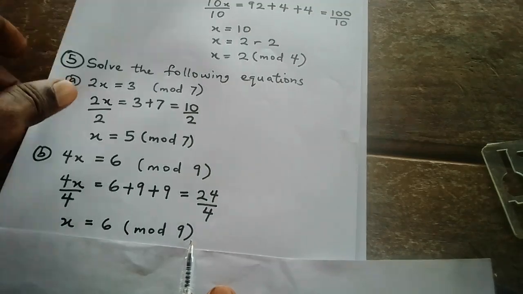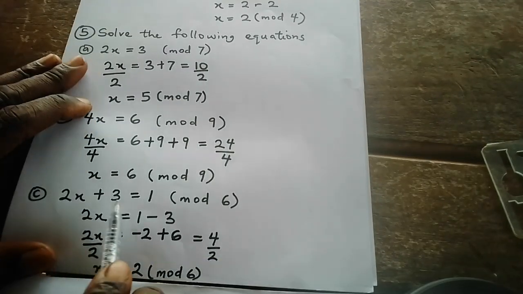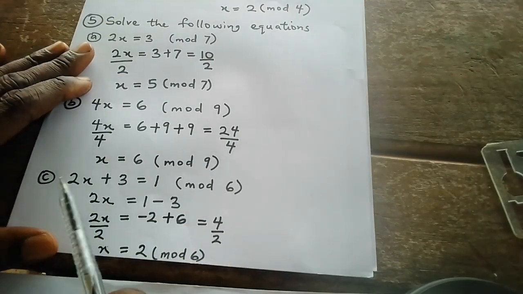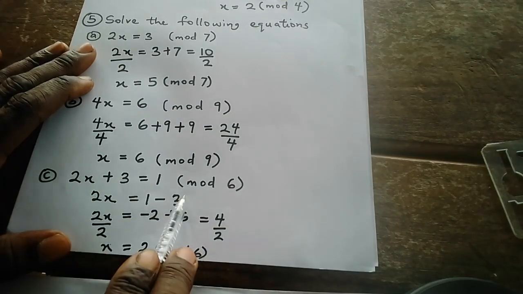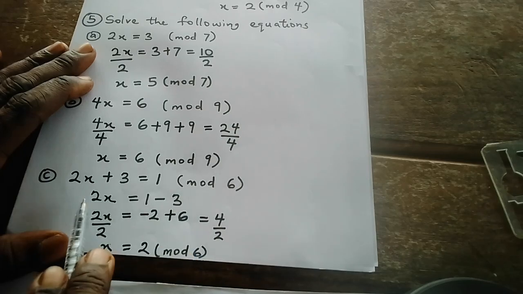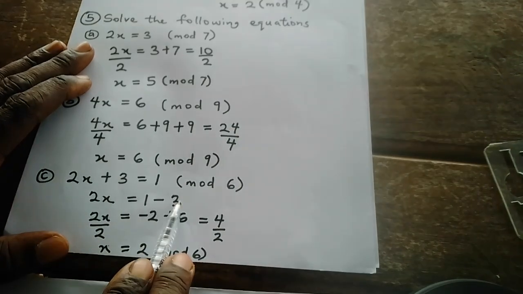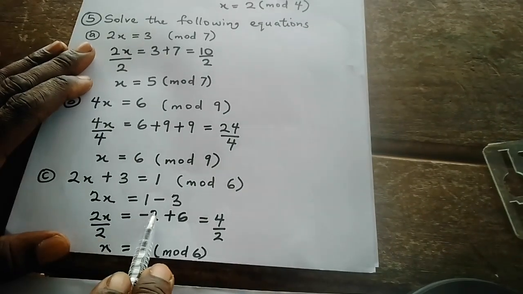Let's have another example. So we are having 2x plus 3 equals 1. We want this to be done in mod 6. So first of all, let's bring this plus 3 to this side. It will turn to what? Minus 3. 2x is equal to 1 minus 3. 1 minus 3 will give us what? Minus 2. So you're having 2x is equal to minus 2.